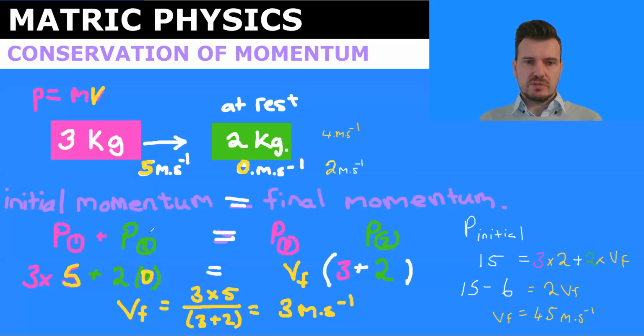Because momentum is a vector, we would need to assign directions to all of these. So we would just then say here to the right, and the same in this one to the right. Okay, so that's conservation of momentum.